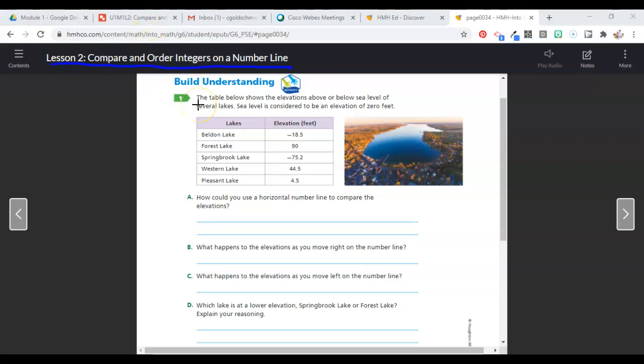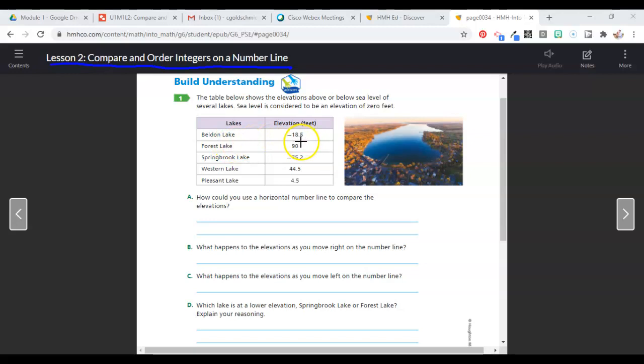Let's look at number 1. The table below shows the elevations above or below sea level of several lakes. Sea level is considered to be an elevation of 0 feet. So anything that's positive is represented as above sea level. Anything that is negative is below sea level. So let's take a look at these lakes that we have right here.